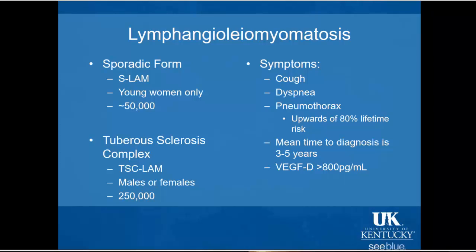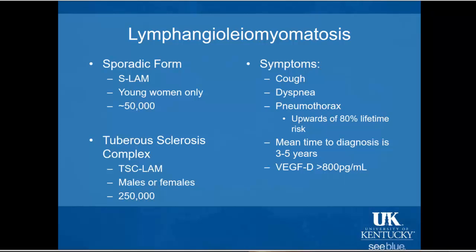The symptoms are relatively non-specific: progressive cough, progressive dyspnea, but they have a very high lifetime pneumothorax risk of upwards of 80%. Pneumothorax is frequently the presenting abnormality that brings them to the emergency room, prompts some imaging, and then we discover that they have an underlying cystic lung disease. That's because pneumothorax is frequently the initial presenting symptom. It frequently takes several years before a final diagnosis is made.